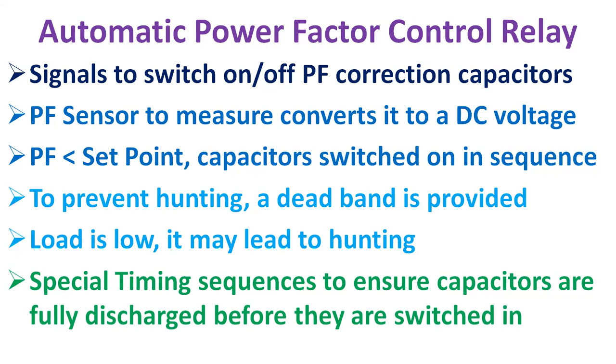When the load is low, the effect of capacitors is more pronounced and may lead to hunting. Undercurrent blocking, which is a low current cutout, shuts off the relay, switching off all capacitors one by one in sequence when the load current is below the setting. Special timing sequences ensure that the capacitors are fully discharged before they are switched in.